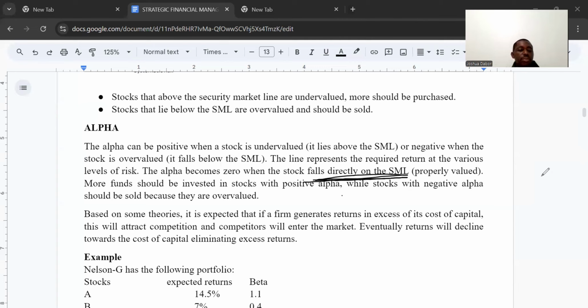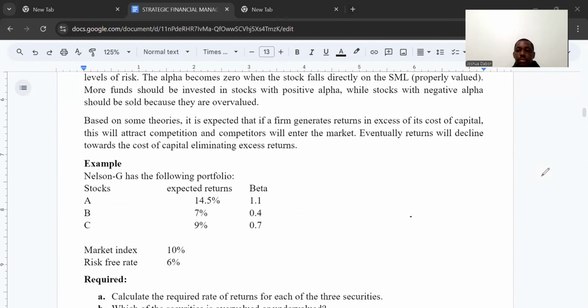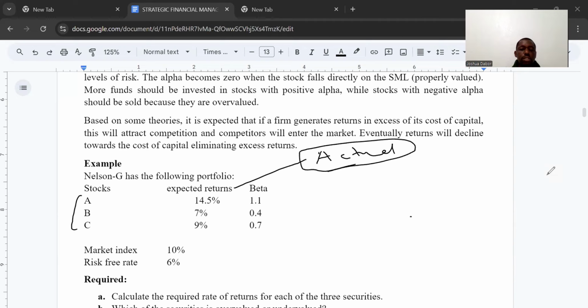So, example. In this question now, we have three different investments, stock A, B, and C. The expected returns from these investments. So I can call this, in your exam, anytime you see something like this, just make it easy for yourself. You can just look at this as the actual return, so that you get to understand the interpretation.